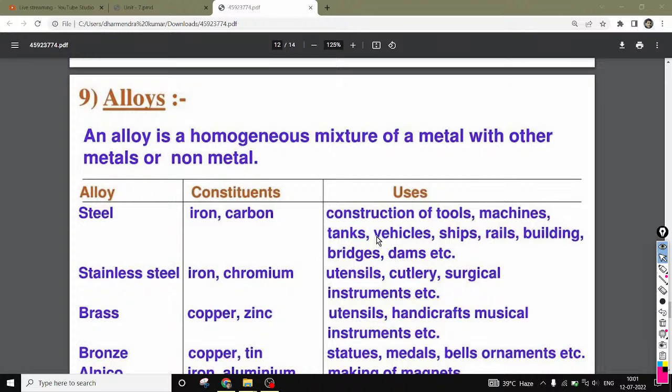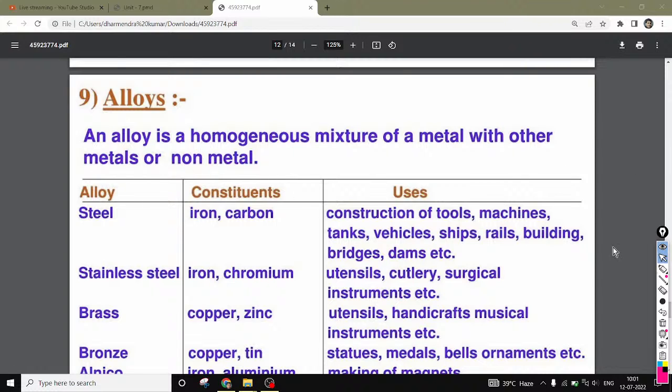Alloy means when you mix two or more metals together, then an alloy is going to form, right? So here an alloy can be a homogeneous mixture, right? Why? Because metals are generally in the same state, right? Like all the metals generally exist in the solid state except mercury, right? As in the previous classes we have seen. So an alloy is a homogeneous mixture of a metal with other metals or non-metals.